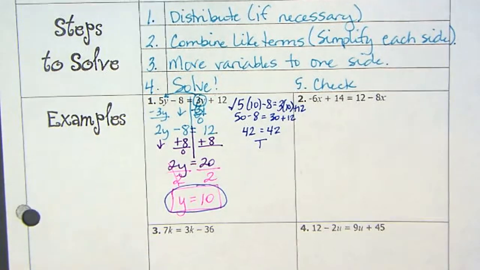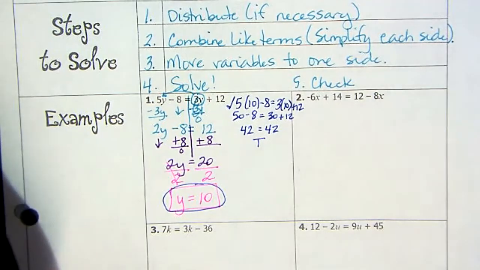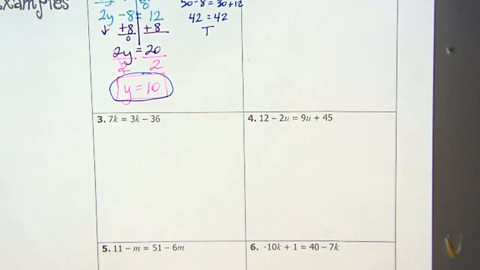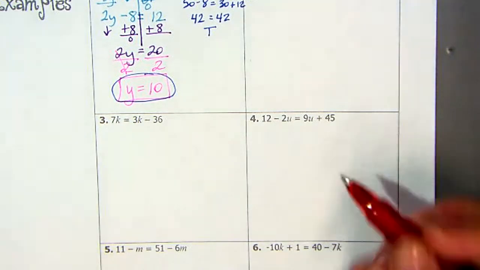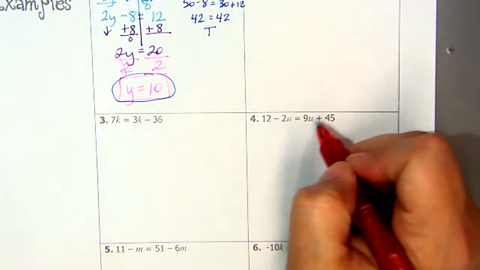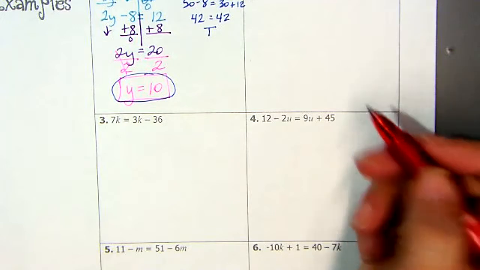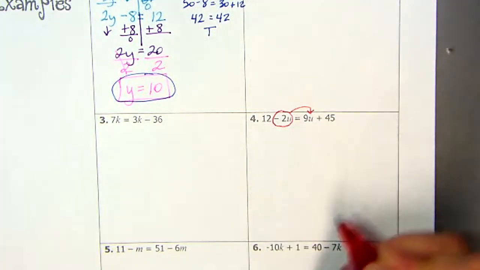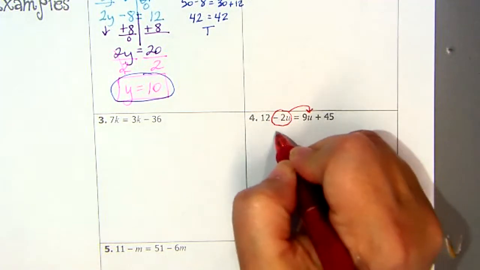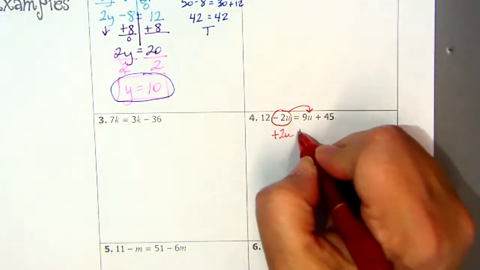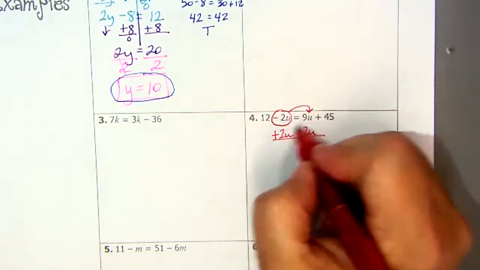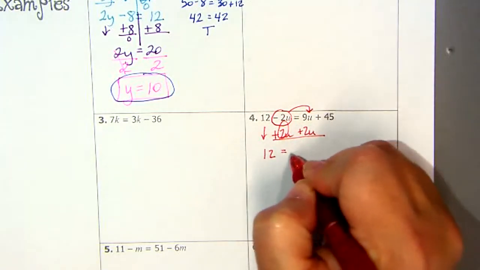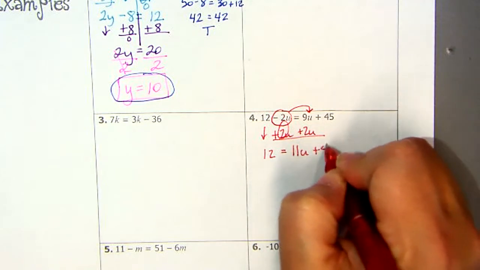All right, moving right along, let's look at our next example, which is going to be number 4. For this one, we're going to move the variable to the left, because I want to keep my variable positive. So I'm going to be moving this variable over here. Since it's a negative 2u, I'm going to add 2u to both sides. This zeroes out, bring this down, and we have 12 equals 11u plus 45.